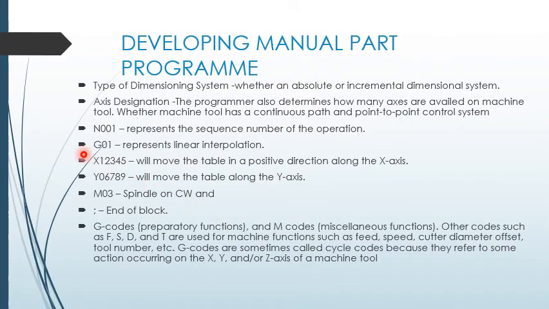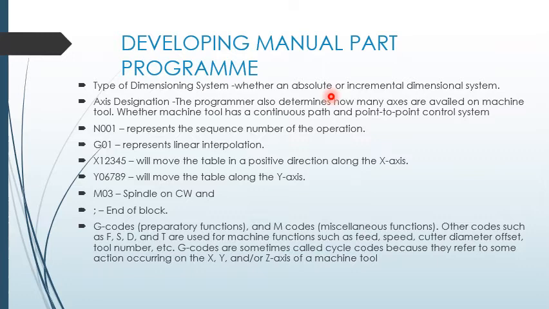So first, for preparing a manual part program, we need to understand some terminology and different strategies. First is the type of dimensioning system. We need to see whether there is absolute dimension or incremental dimension. We have already seen that in the previous basic introduction part.